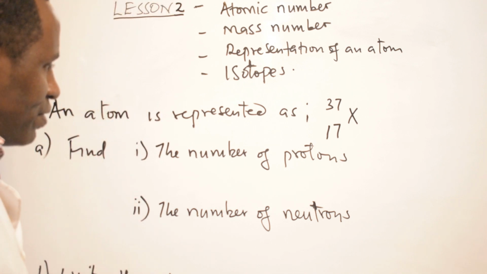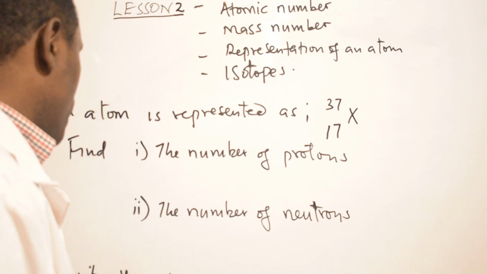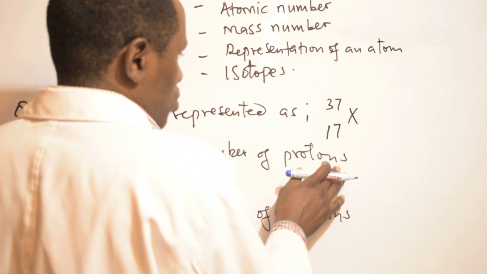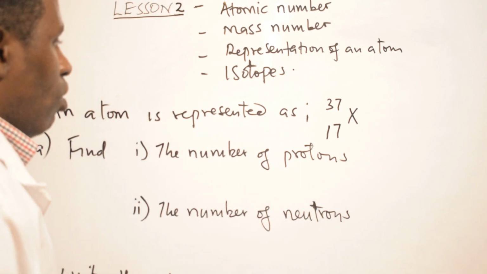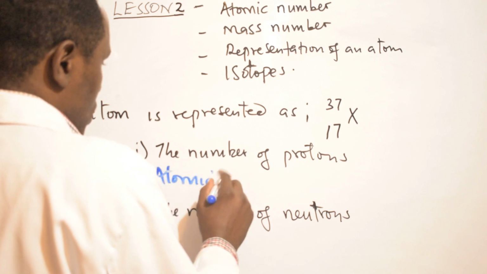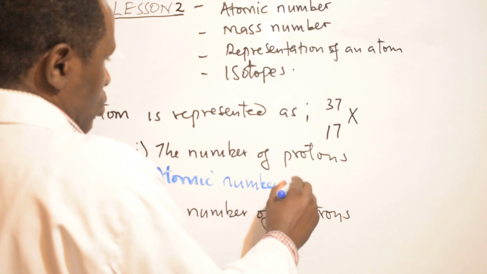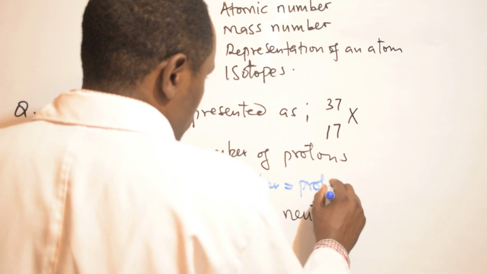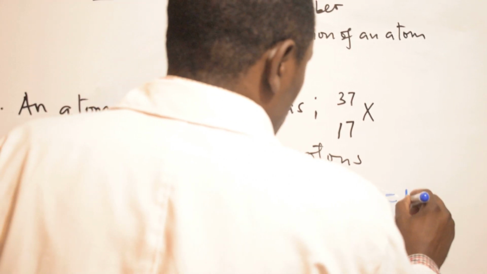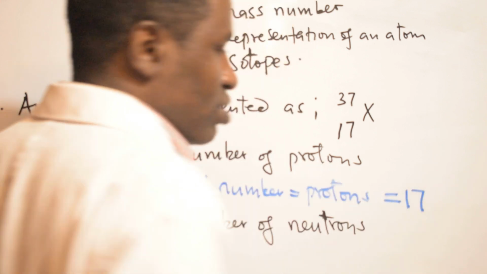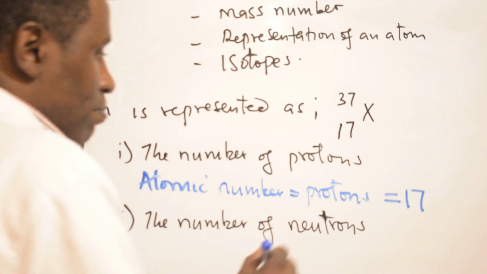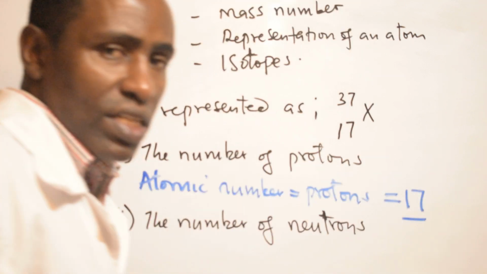So let's start with question A: find the number of protons. Now we know that the atomic number is also equal to the number of protons, and therefore it will be equal to 17. Therefore, the atomic number of that element will be 17.